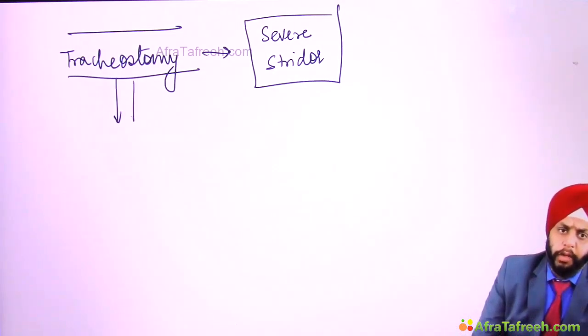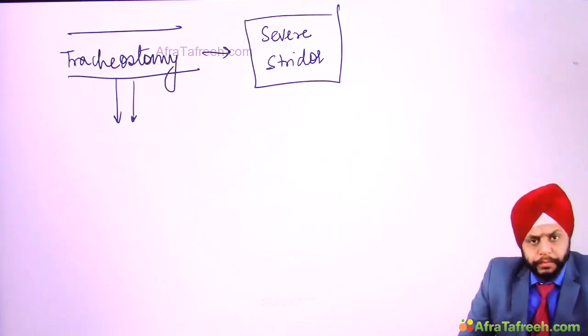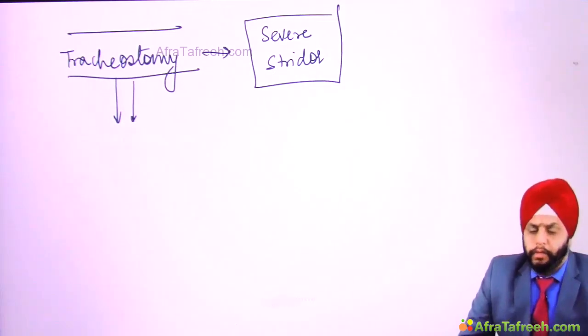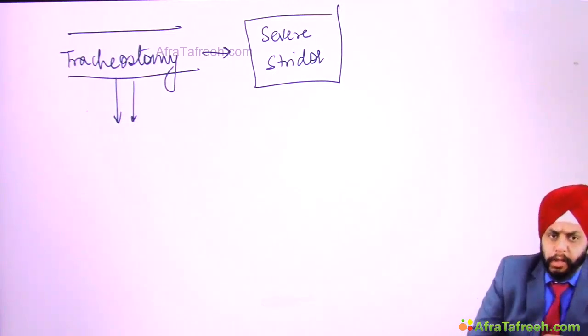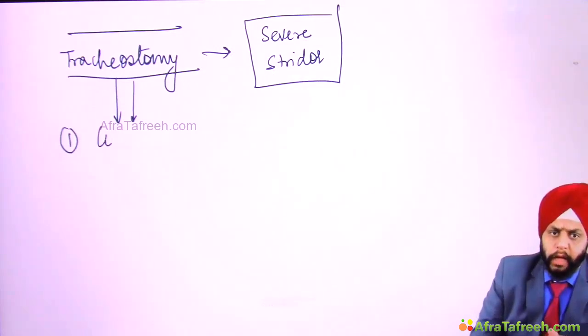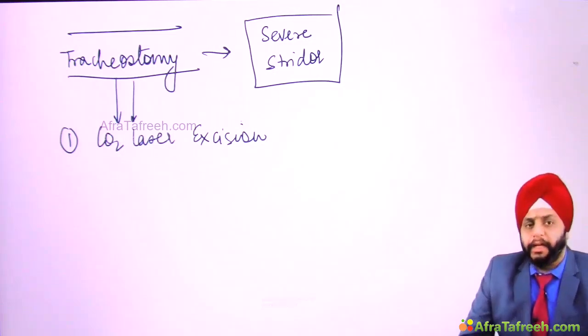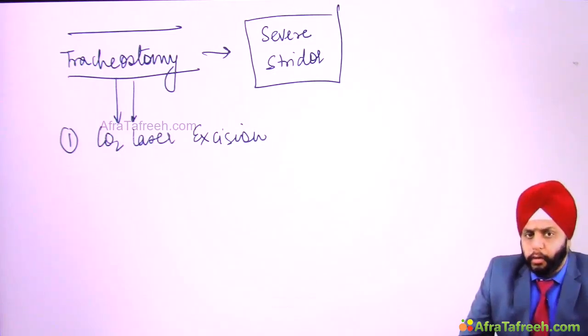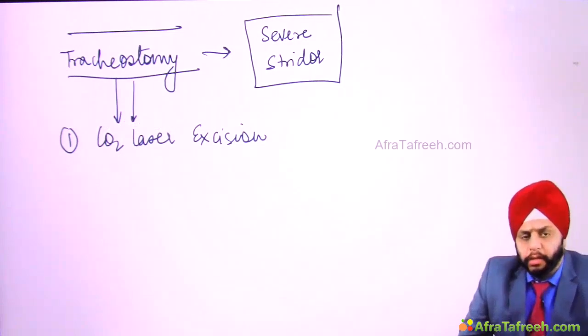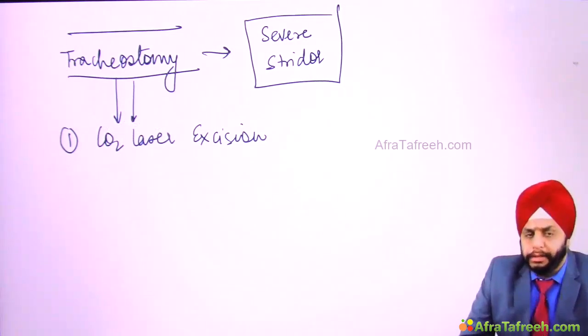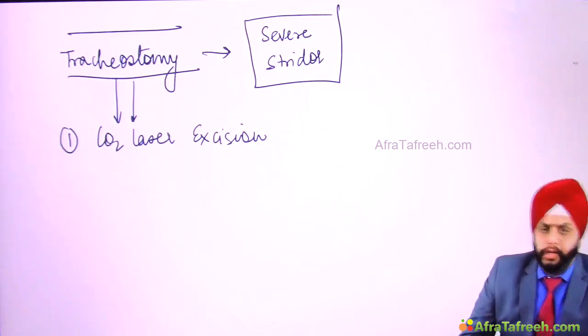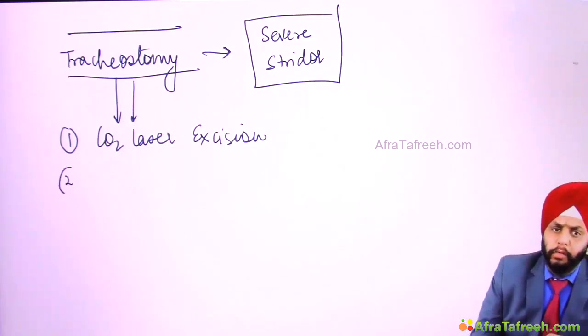Okay, and now let's say you have done tracheostomy. Okay, so secured the airway. Now what can you do? Now after this, you have saved the airway. There are a lot of options in front of you. What are the options? Number one, you can do carbon dioxide laser excision. You see, it's a vascular mass in the airway. You don't want it to bleed. You don't want the patient to aspirate blood. So you will do a carbon dioxide laser excision. Okay, you don't want to do excision. What can you do? You can do sclerotherapy.